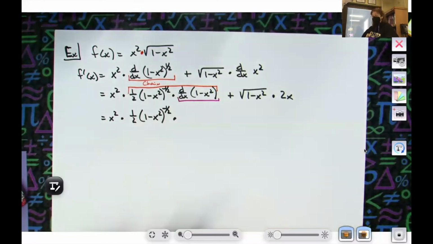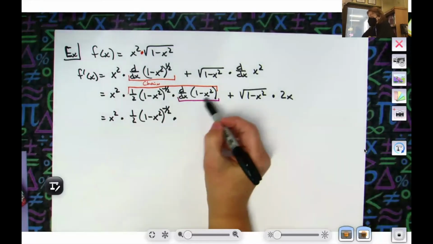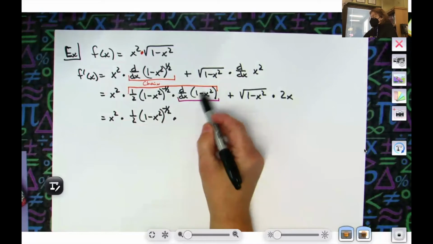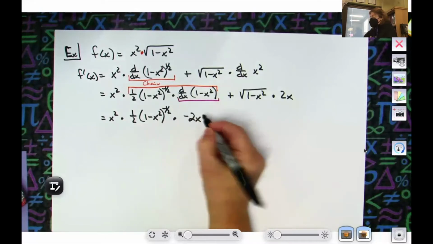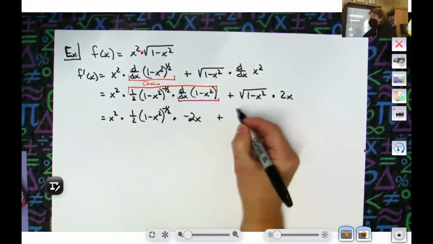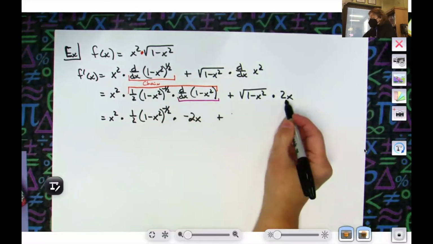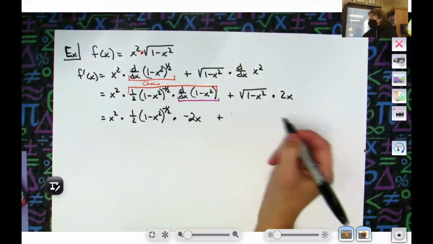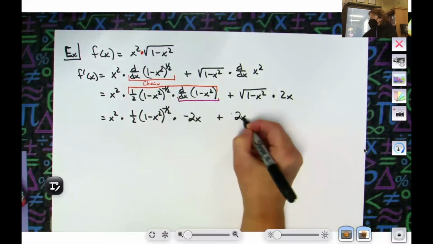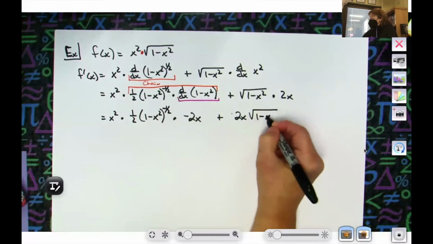Okay, now I'm ready to do the derivative here. And on this one, that's just a straight derivative, right? 1 goes away. That becomes a what? A minus 2x to the first. And then everything else I just write down again. All right, it really doesn't matter at what point you put that in front. Okay, I don't know. I'm going to go ahead and put it in front. 2x square root of 1 minus x squared.